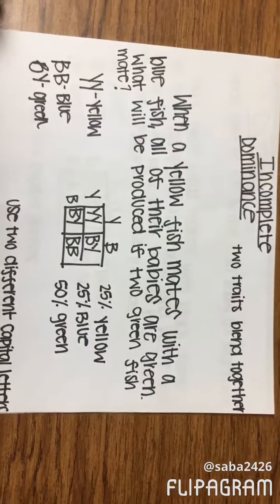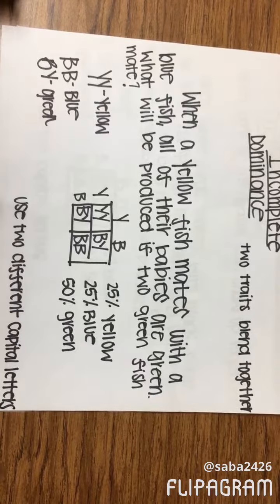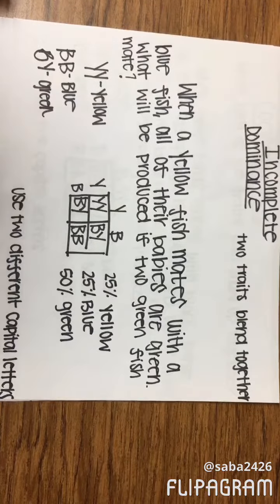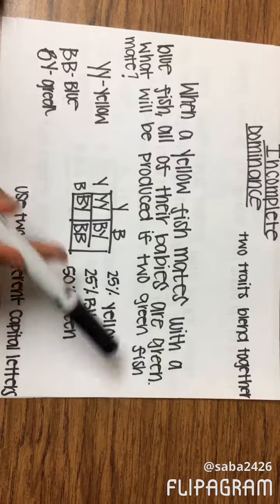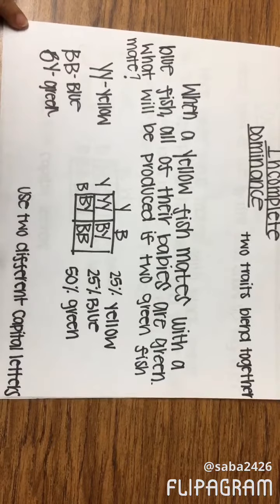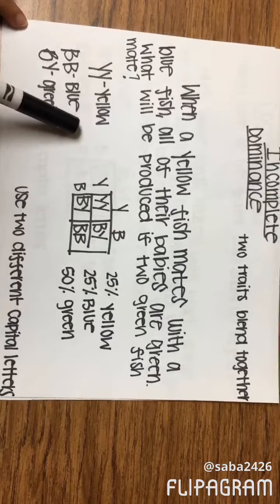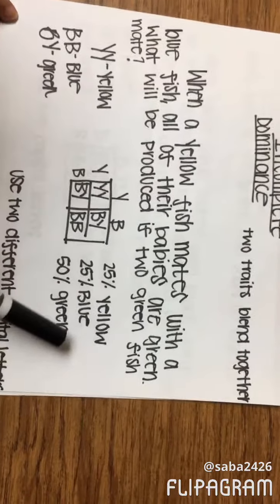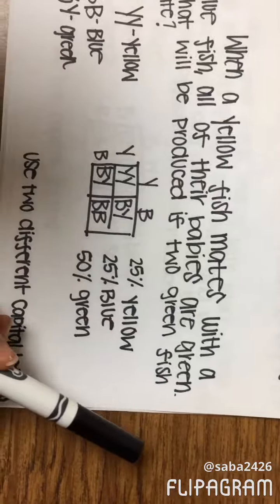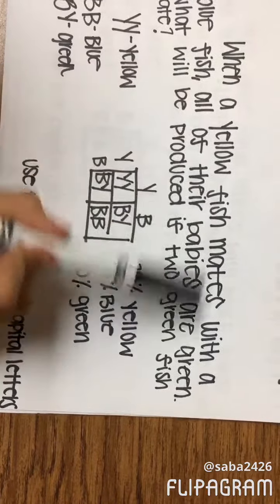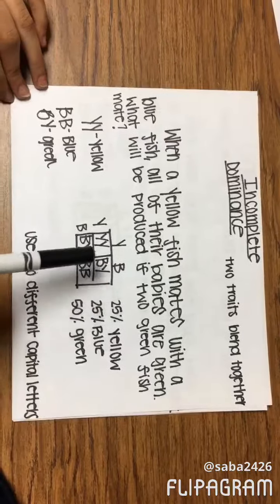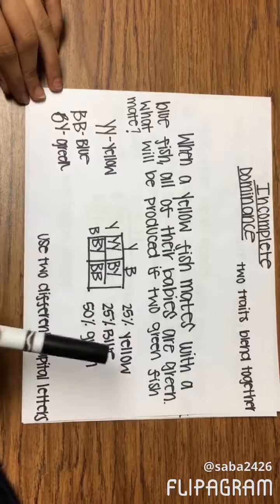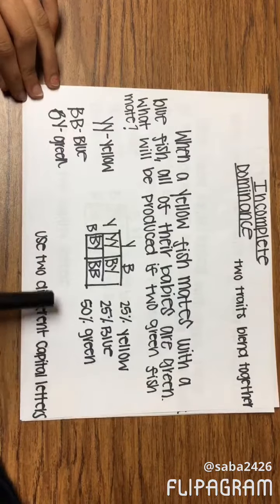Incomplete dominance. It's when two traits blend together. When a yellow fish mates with a blue fish, all of their babies are green. What will be produced if two green fish mate? Since we have three options, we're going to be using two different capital letters: YY for yellow, BB for blue, BY for green. Since it says two green fish mate, we're going to be using BY and BY. So it's 25% yellow, 25% blue, 50% green.